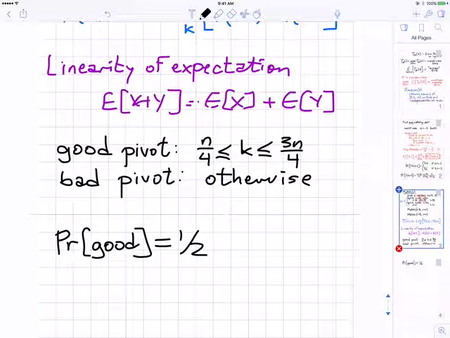Now, there's going to be some issues with floors and ceilings, but keep in mind that I'm just trying to show you intuition, and what I'm giving you is not a formal proof.